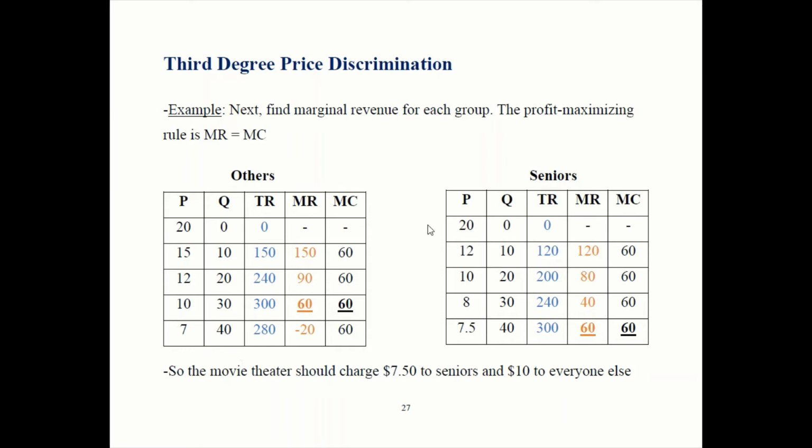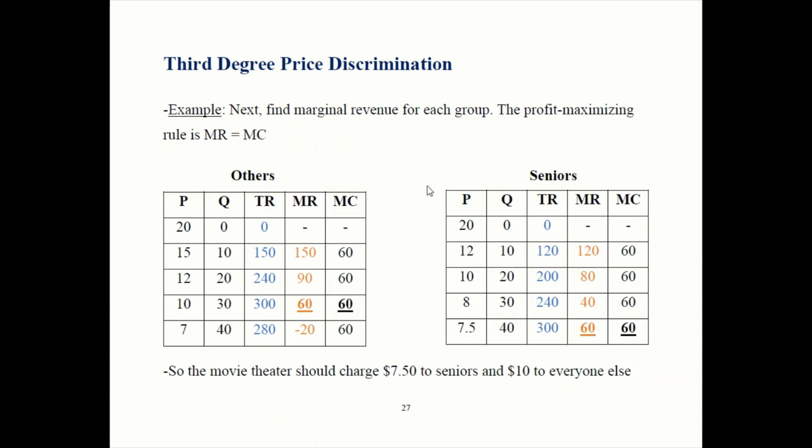So it works out the same way for the seniors. So here total revenue goes from 0 to 120. So 0 plus 120 is 120. 120 plus 80 is 200. 200 plus 40, 240, and so on. 240 plus 60 is 300.